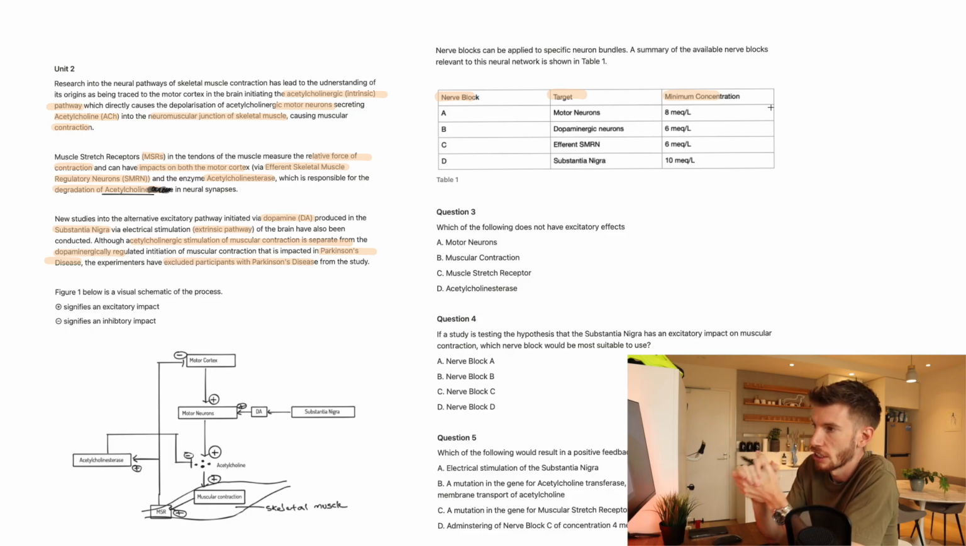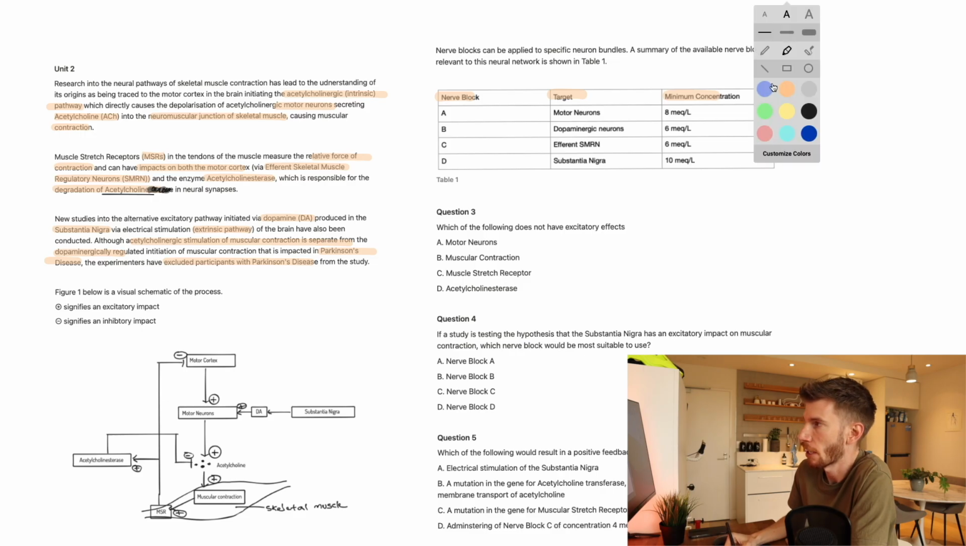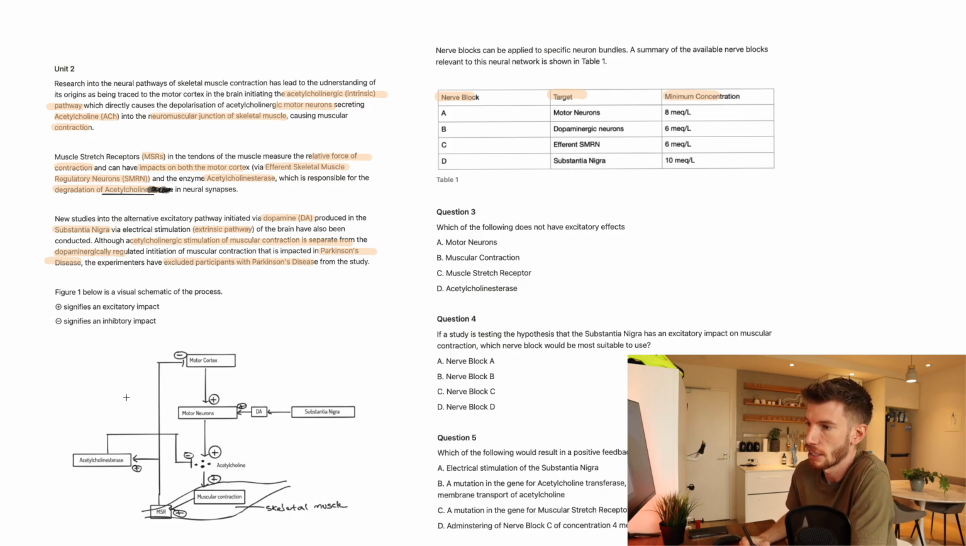So the first question is, which of the following does not have excitatory effects? So excitatory, inhibitory, I'm going to go to the map in that case. And I'm literally just going to test each one and track it back through. I might have some memory of exactly what I was reading, but it's probably better to just check it all through anyway. So motor neurons, you can see there, that has an excitatory, it's got a positive, so that one's out. Muscular contraction, which I can find down here, has a positive effect on the MSR, so that one's out.